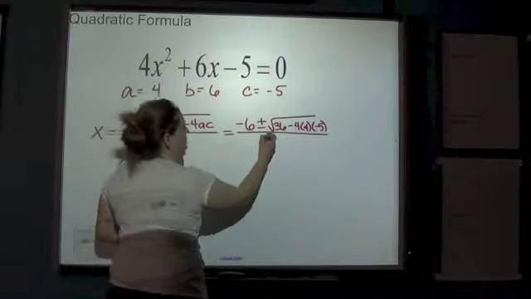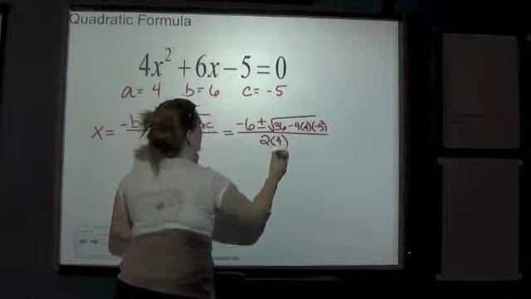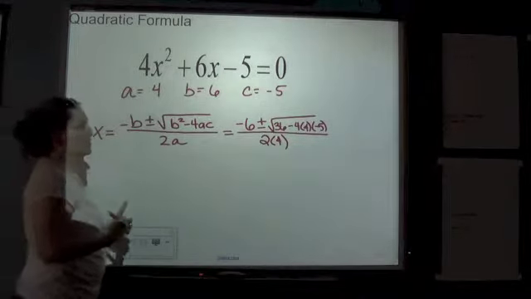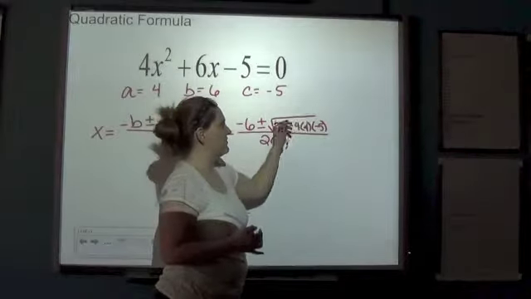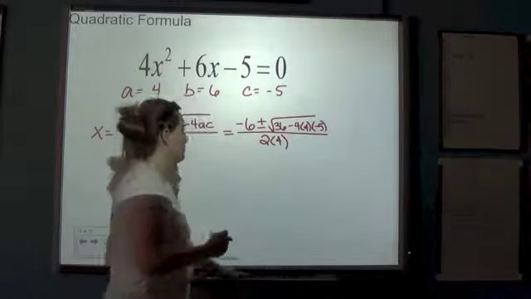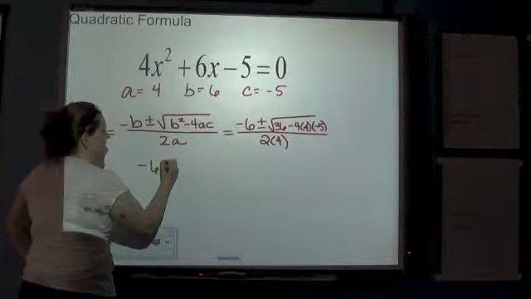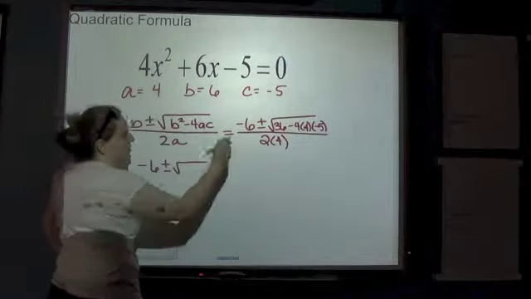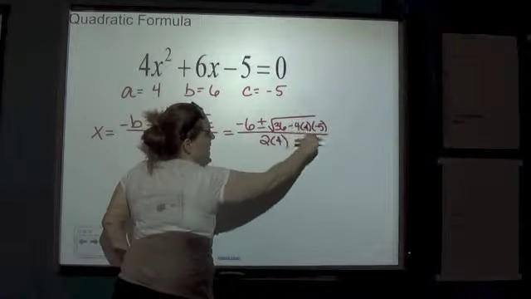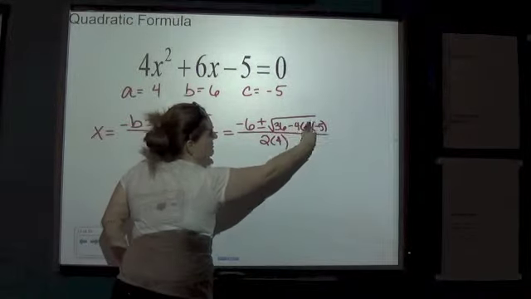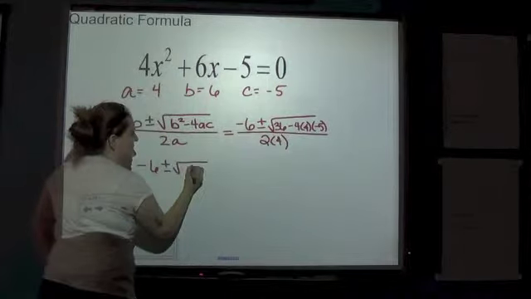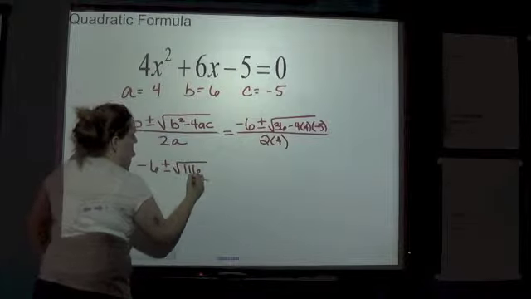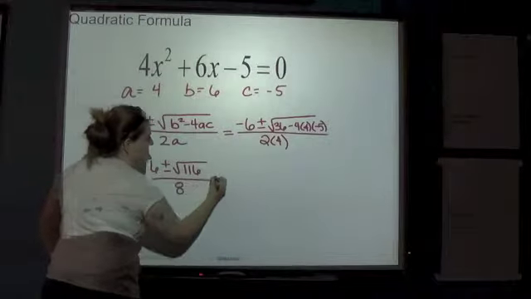All over 2a. Okay, we good there? So now what I do, and I don't know how the teacher does it, is I get this simplified first. So negative 6 plus or minus square root of 36 plus 80. So 36 plus 80 is 116, over 2 times 4, which is 8.